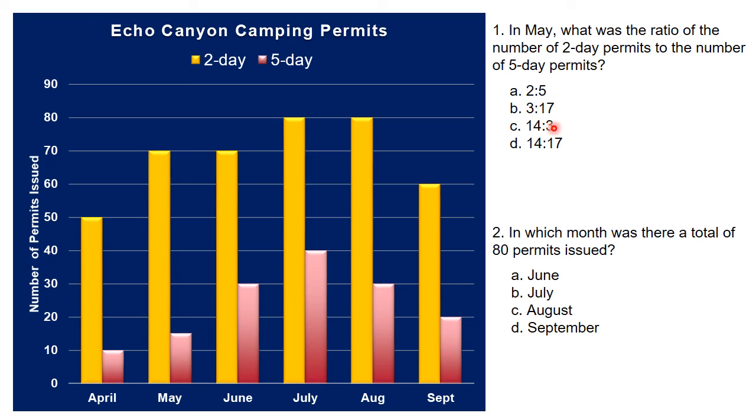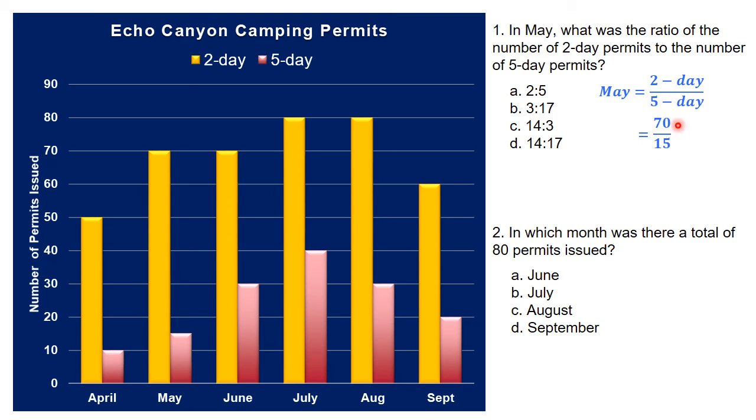Here are our options. We have 2 is to 5, 3 is to 17, 14 is to 3, and 14 is to 17. Let us first look at how many we have here. 70, and for the 5-day permits, we have 15. In order to find the ratio, we have the 2-day over 5-day, which we already know: our 2-day is 70 and our 5-day is 15.